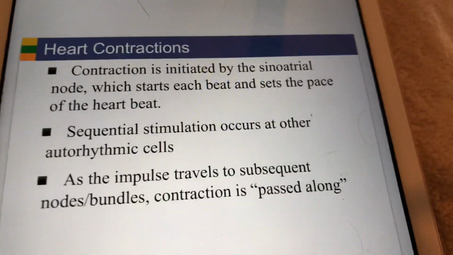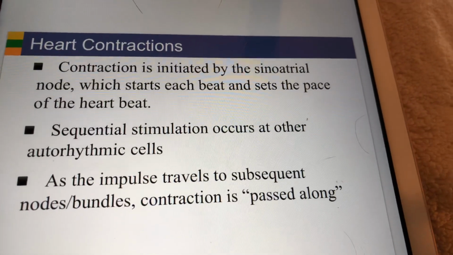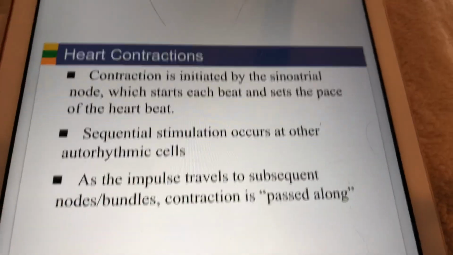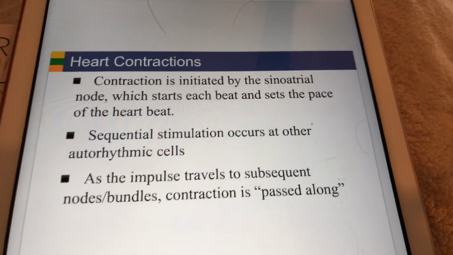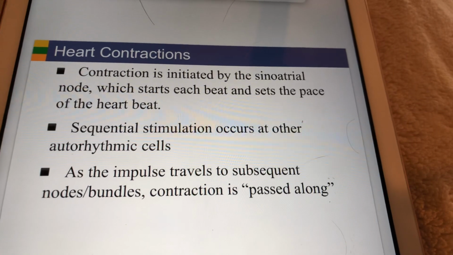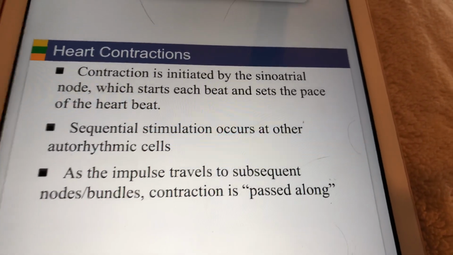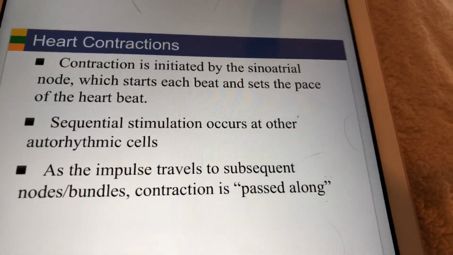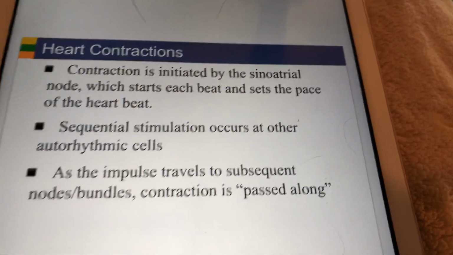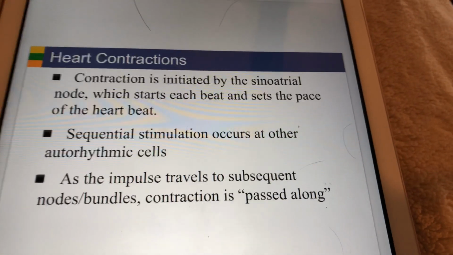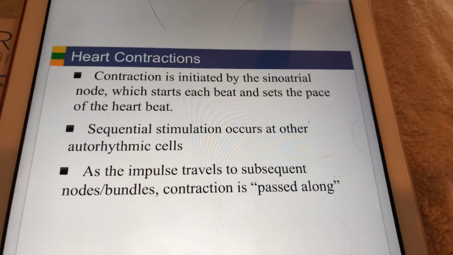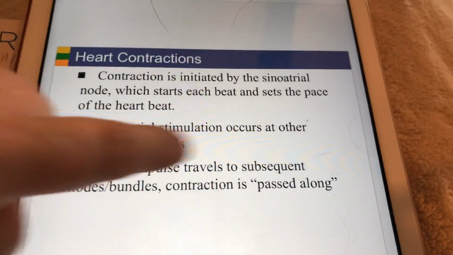So the contraction of the heart itself is initiated by that SA or sinoatrial node, which is going to set the heart rate and heartbeat. These different nodes have what we call autorhythmic cells within them, and they are going to cause the SA node to send the signal. As the impulse travels to the different bundles and the nodes, the contraction is going to be passed along. So when our atria contract, the ventricles relax. When the ventricles contract, the atria relax, and so on. And that's what causes our heartbeat.